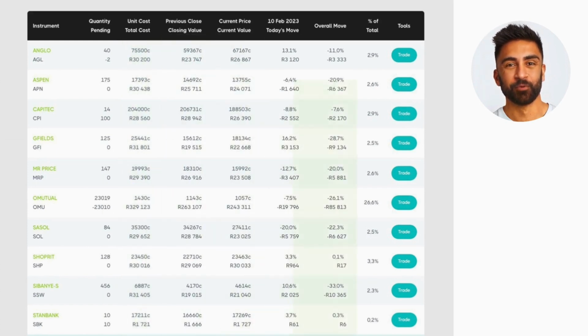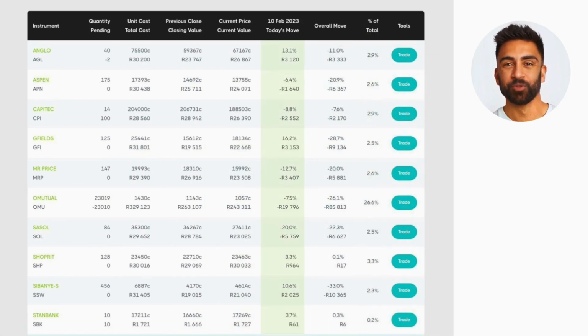The next column shows you what this instrument's price was at the end of the previous business day. It is called the closing price. Underneath that is the value of your holding, calculated using this closing price. There's also a column that helps you see what this holding is worth today. It shows the most recent price with the value underneath calculated accordingly.